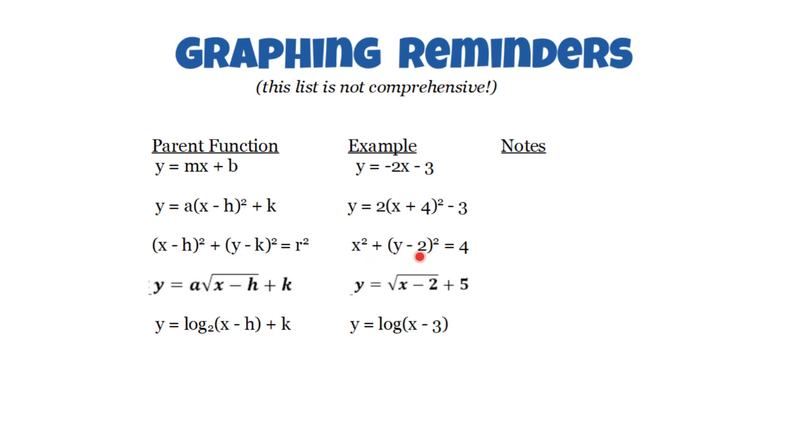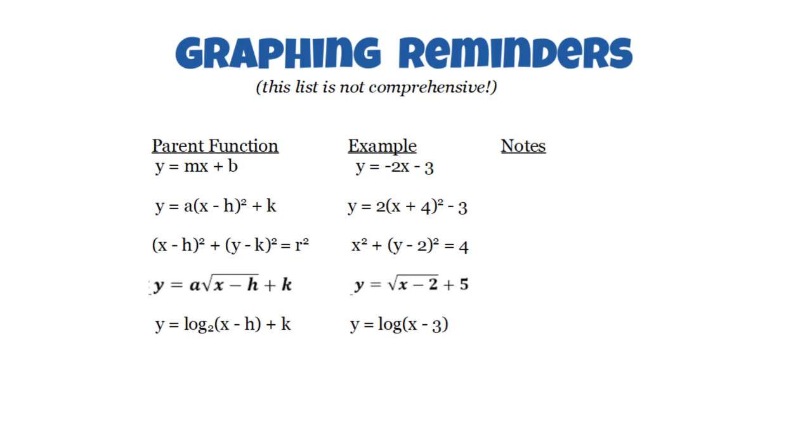So if I were going to graph this one, notice there's nothing with the x, so that means there must have been a 0 there. So my center point would be 0, 2. And then, since it equals the radius squared, it looks like my radius must have been 2. So from my center point, I would go up 2, left 2, down 2, right 2, get 4 points in there that I can draw a nice circle.